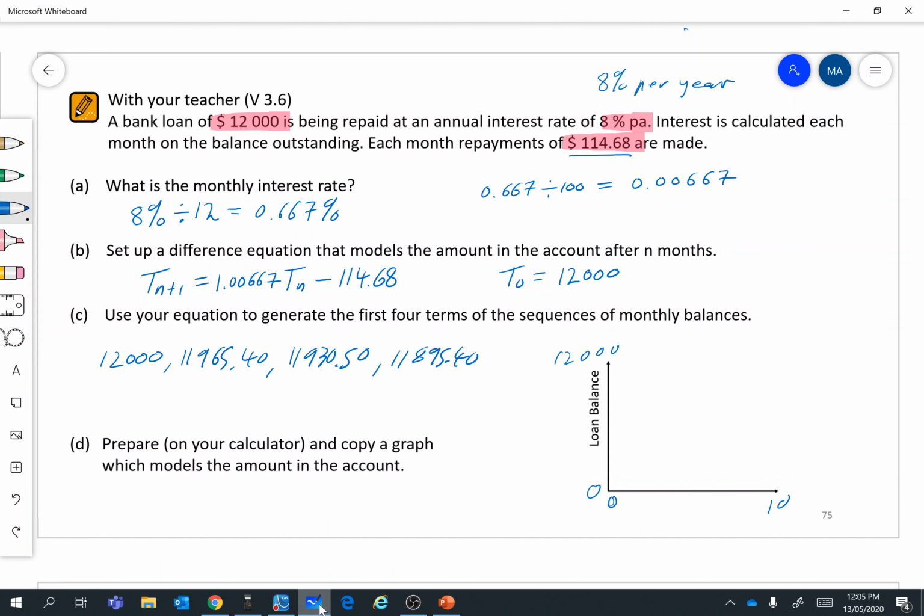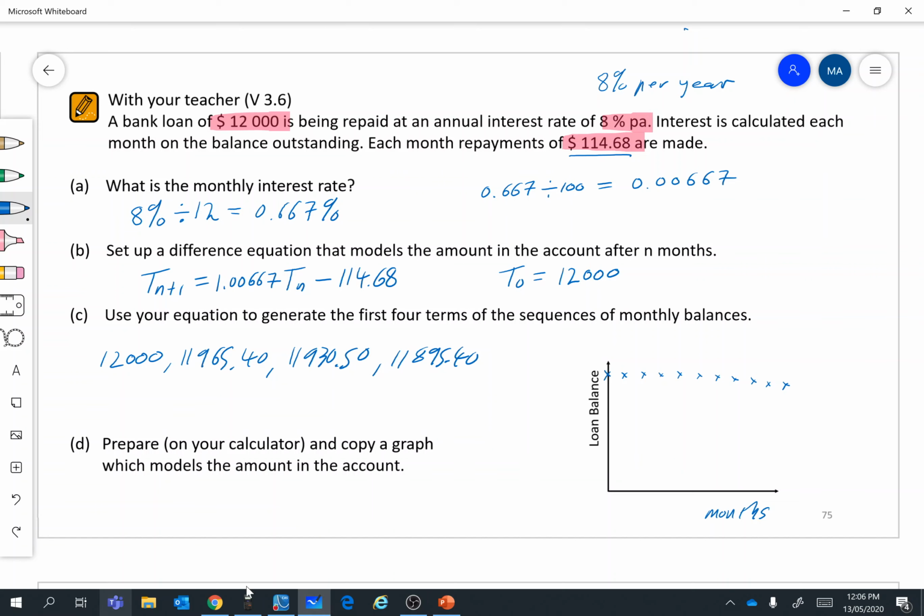Okay, so just going to get rid of that stuff there. Our y-axis is already labelled. Our x-axis should say months. I'm just going to show these with a very slight curve for 10 months. So 1, 2, 3, 4, 5, 6, 7, 8, 9, 10. So going down very slowly.